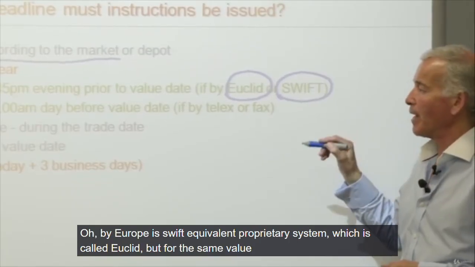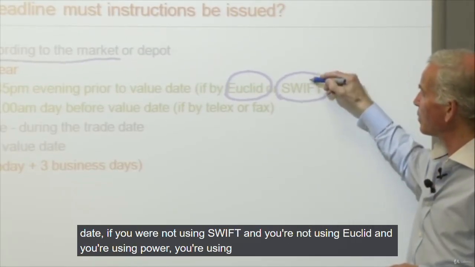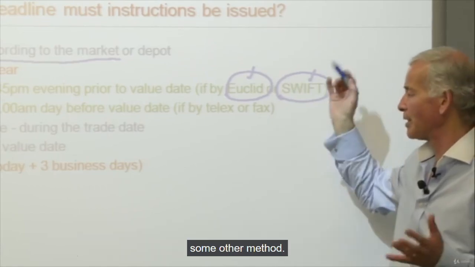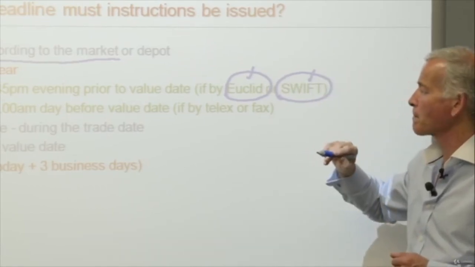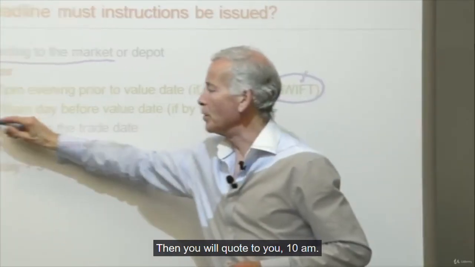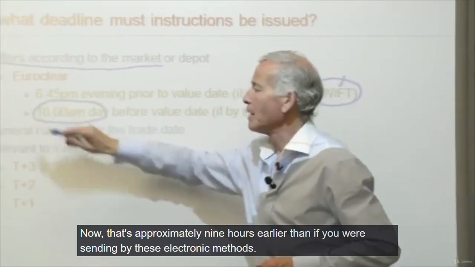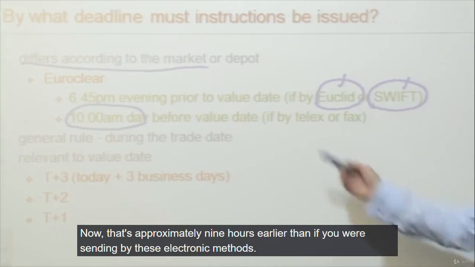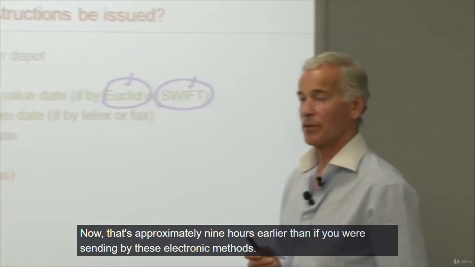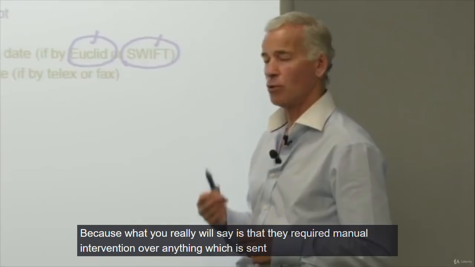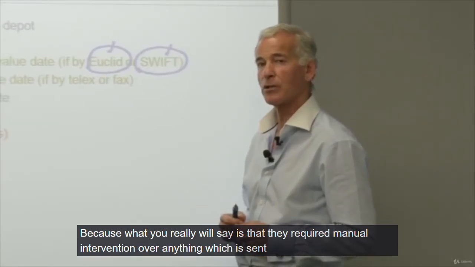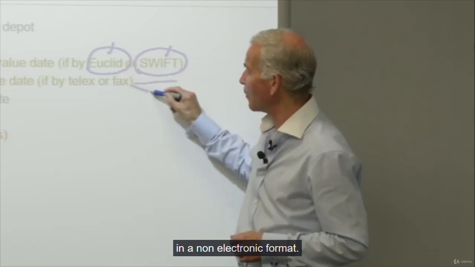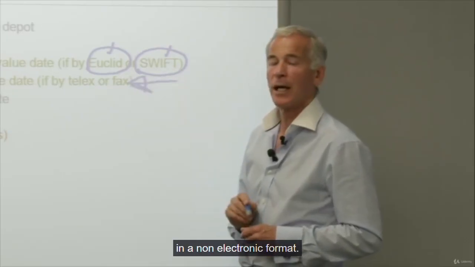But for the same value date, if you were not using Swift and you're not using Euclid and you're using some other method, then Euroclear will quote to you 10 AM. Now that's approximately 9 hours earlier than if you were sending by these electronic methods. And why is that? Because what Euroclear will say is that they require manual intervention over anything which is sent in a non-electronic format.